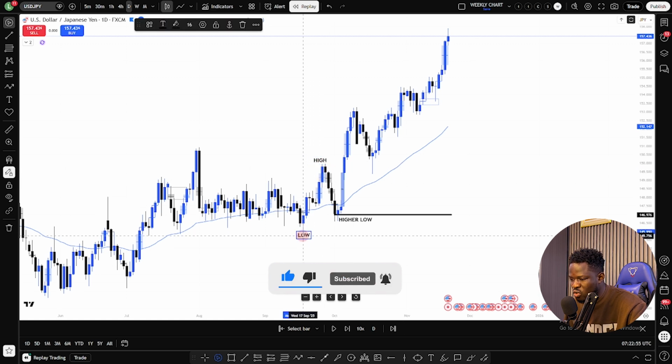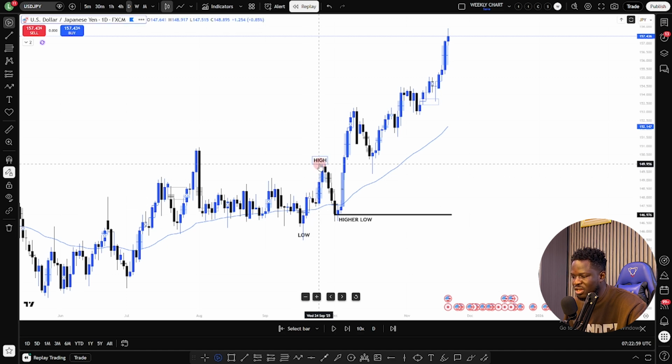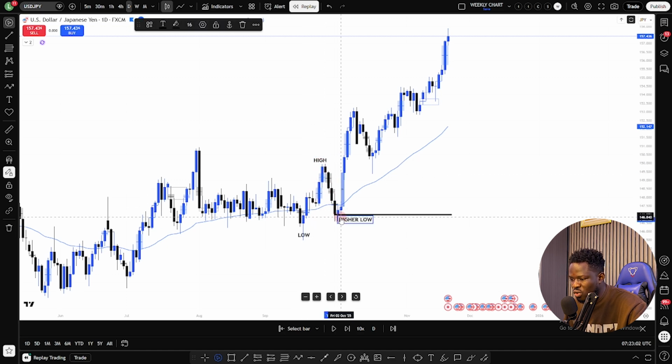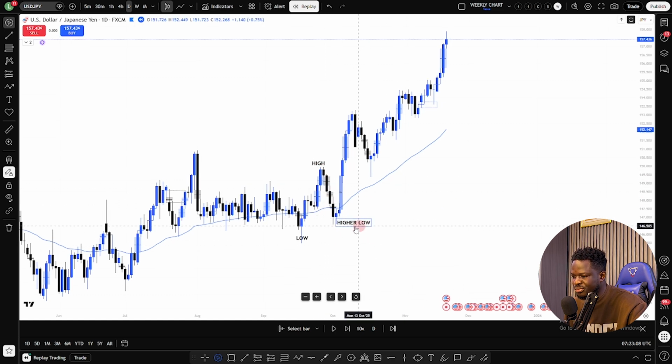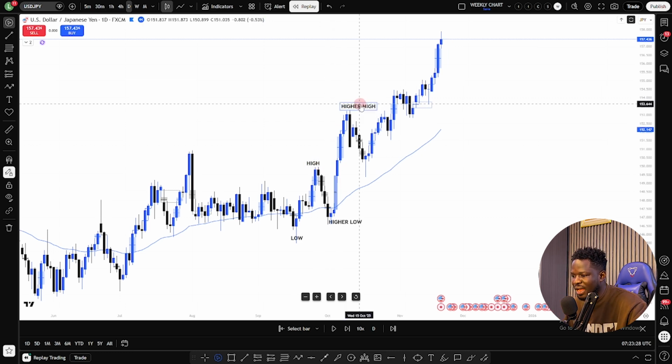From this low to this high is what we call expansion phase. From this high to this low here, this new higher low is what we call a pullback phase or a retracement phase. Let's continue the journey. From this recent higher high, price did what? Price expanded again to give us a new high. You are not going to call this place high, you call it higher high, because this high is higher than this high here. So that's why we call it higher high.